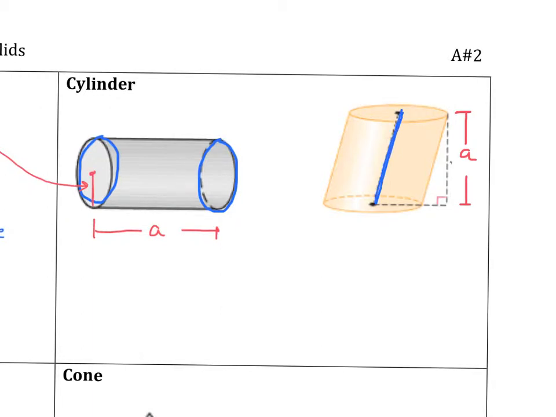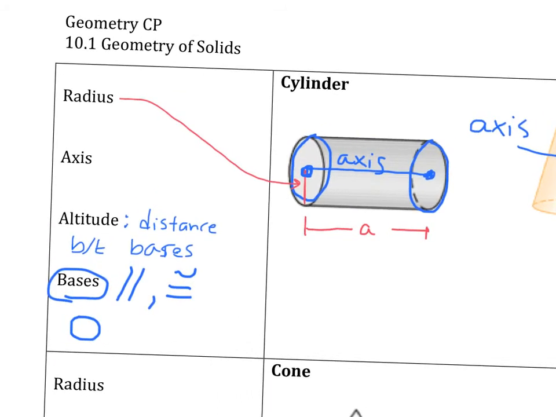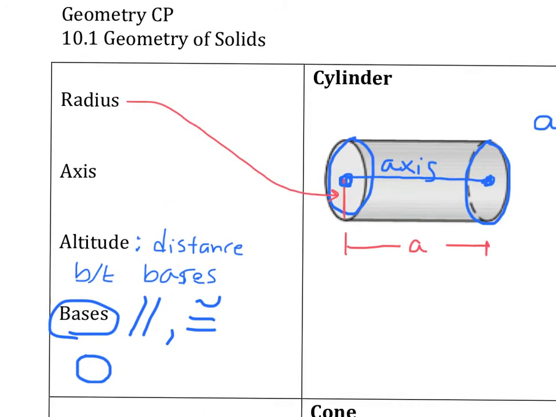That's not my altitude. That actually has a name. That is called the axis. Why? Because it goes from center to center. Same thing over here. Center to center is called my axis. Now it turns out that your axis could be the size of your altitude, but not always the case. Center to center. And learn to spell.